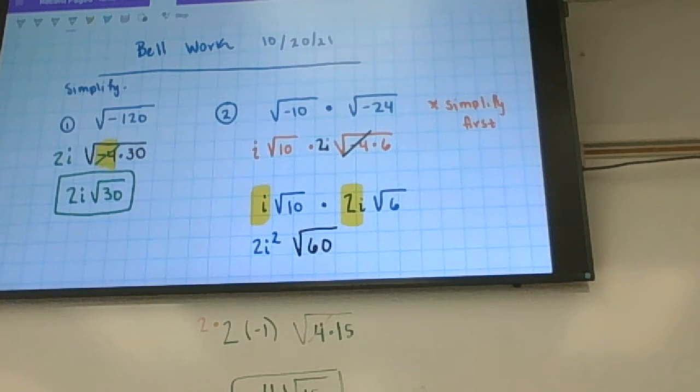I didn't forget about it. It was i squared, and I replaced it with -1.